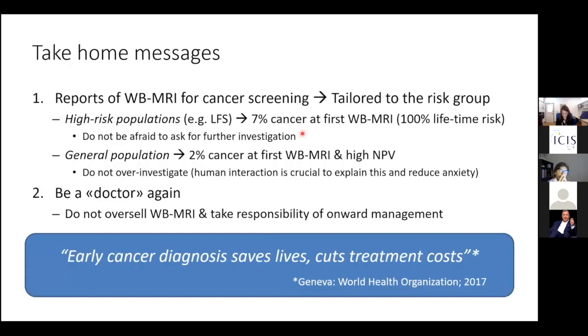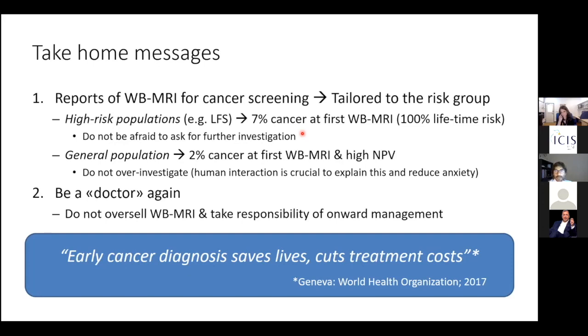So as a take-home message, I have two main take-home messages. The reports of whole body MRI have to be made clinically. We need to be clinical radiologists. So we have to tailor our report to the risk group. If we are dealing with a risk population, we know that the prevalence of cancer is very high in this group. The lifetime risk of developing cancer is 100%. So we should ask for the investigation if we see something. On the other hand, if we're dealing with the general population, the prevalence of cancer is low, below 2%. So we have to trust a negative MRI and not over-investigate.